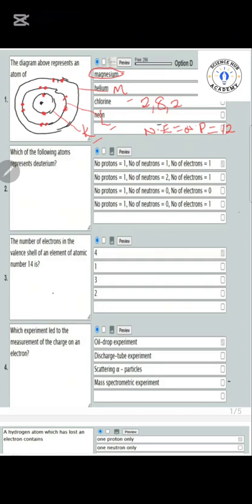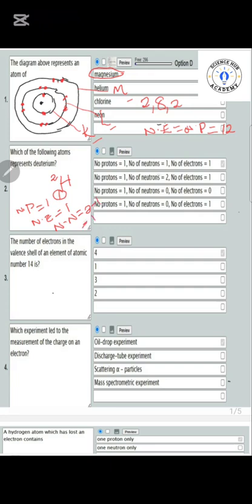Number 2, which of the following atoms represent deuterium? Deuterium is one of the isotopes of hydrogen and has H-2,1. Looking at that, it has a proton of 1. This is the number of protons, also equal to the atomic number. It has number of electrons of 1, because the number of electrons is equal to the number of protons. Then the number of neutrons will definitely be 2 minus 1, which is also 1.